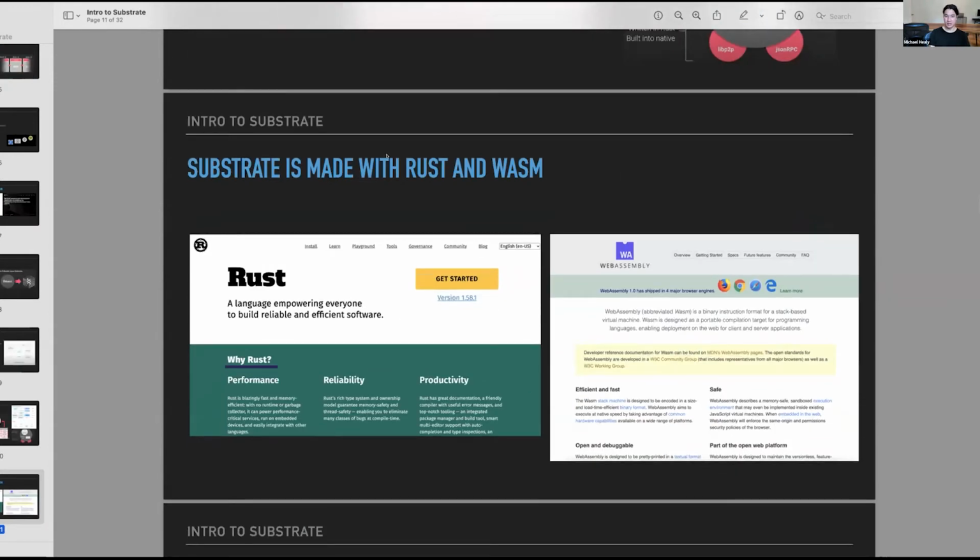So what is Substrate? It's built using the language Rust and WASM, WebAssembly. These are super low-level languages, which are really fast. It's really safe.